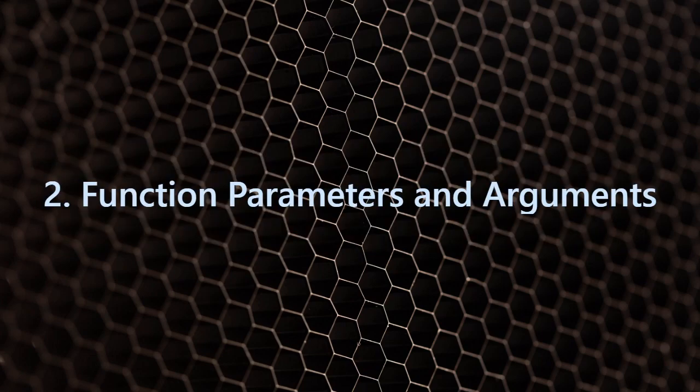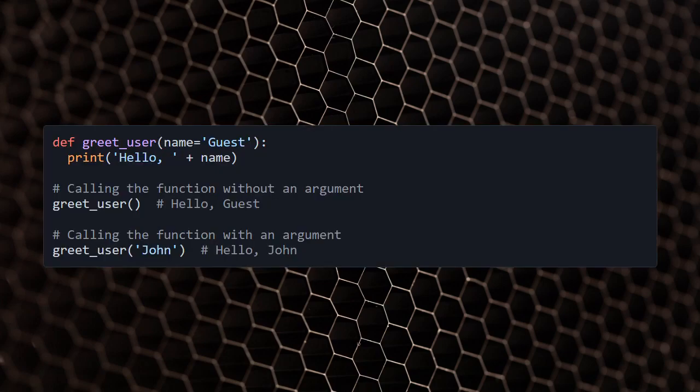Now let's move on to function parameters and arguments. Function parameters are the names used when defining a function to accept inputs. Arguments are the values passed to a function when it is called. In our previous example, the function addNumbers has two parameters, a and b. When we called the function with the values 3 and 4, those values were the arguments. We can also use default parameter values in case no argument is provided.